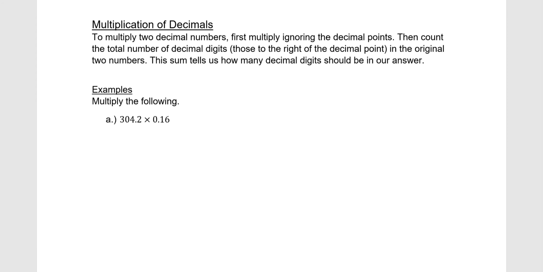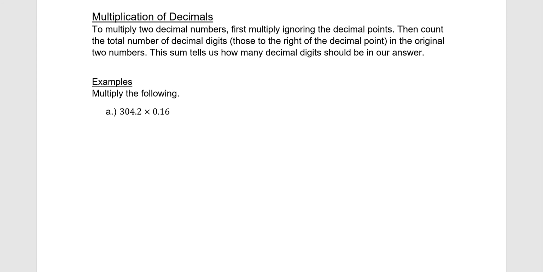Okay, next thing for the multiplication of decimals. So to multiply decimals, what we're going to do is ignore the decimal points. So we're going to pretend like these are whole numbers, and then we're going to multiply them together. And then we're going to count the total number of decimal digits, which is the digits to the right of the decimal point in the original two numbers. We're going to add those together, and that's going to tell us how many decimal digits should be in our answer. So we're going to move the decimal over for our final answer, that many decimal points.